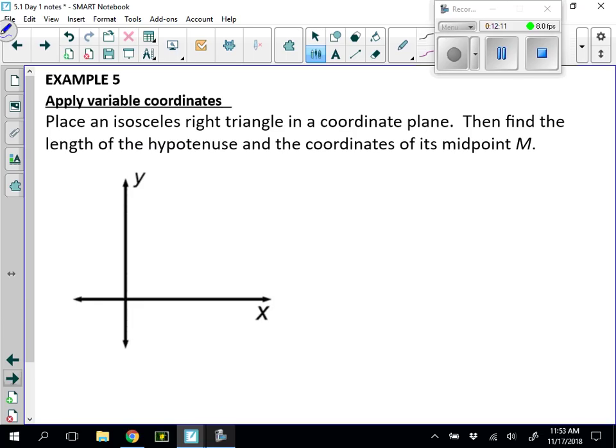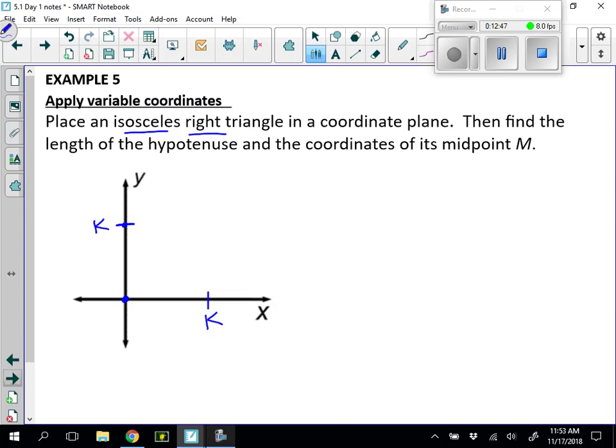Okay, well, let's look at one more example. This one says we are going to place an isosceles right triangle in a coordinate plane, then find the length of the hypotenuse and the coordinates of its midpoint. So isosceles right triangle. We're going to treat the origin as the right angle. If it's isosceles, it has to be the same number of units on the y-axis as x. So let's put a tick mark here that looks like it's about the same distance, and we're going to call that length k. So we're going to assign k for each of these points.